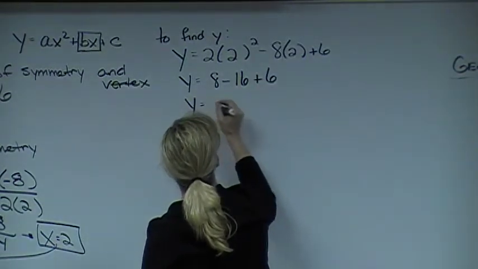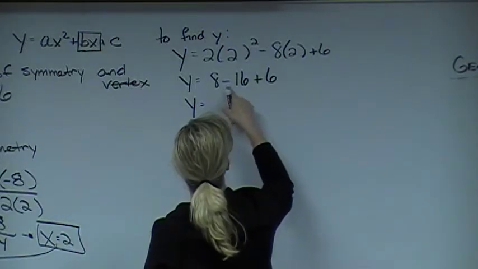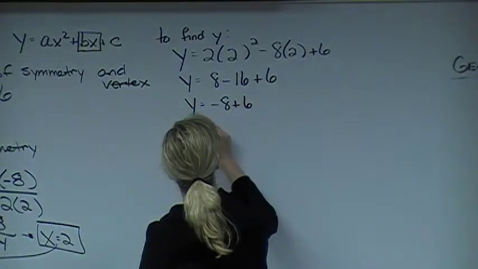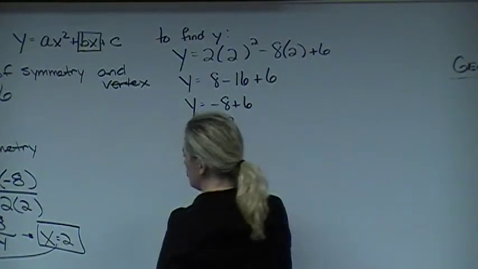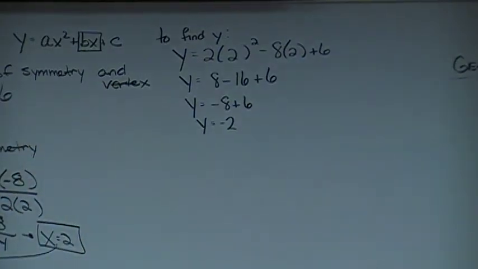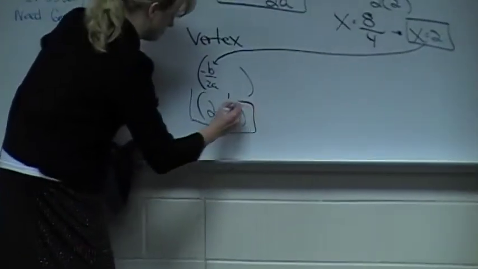Order of operations tells me to subtract before I add. I always do it from left to right first. 8 minus 16 is negative 8. Negative 8 plus 6 is what? Negative 2. Right? 2 squared, 4, 8 minus 16, negative 8 plus 6, negative 2. Yep. All right, there's my vertex, class.